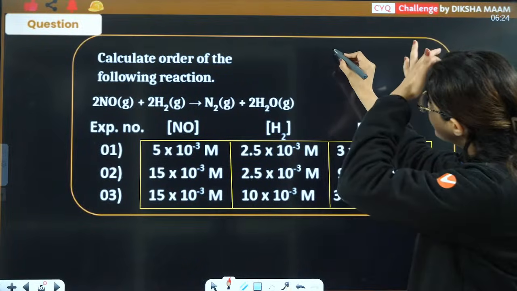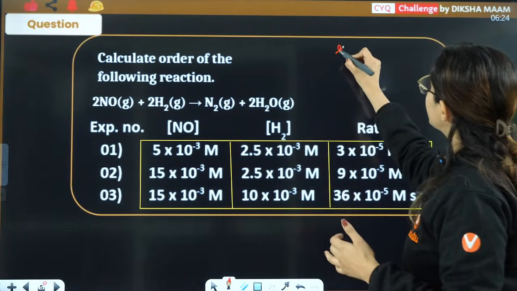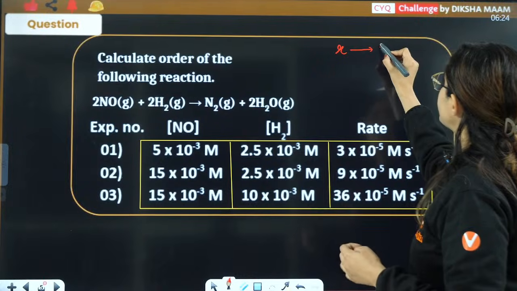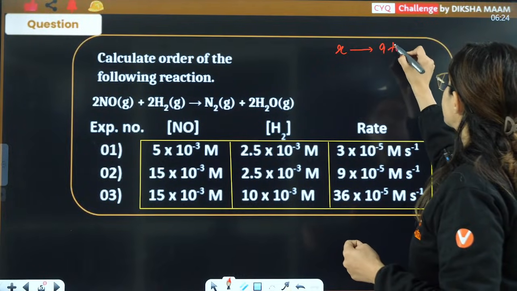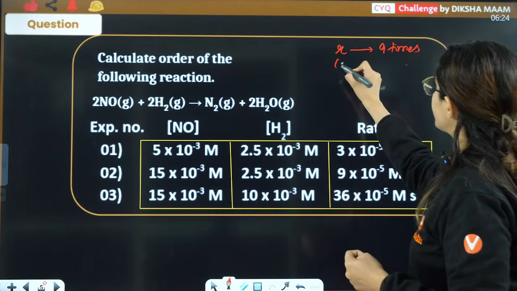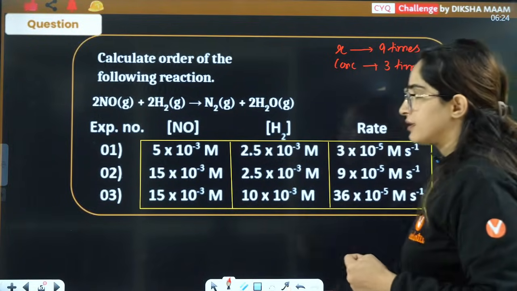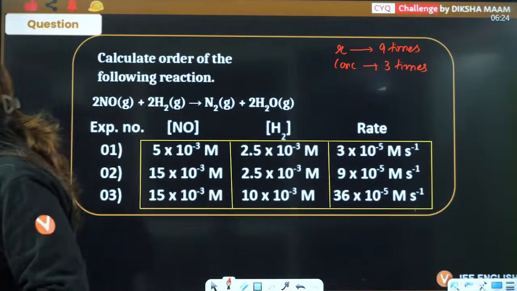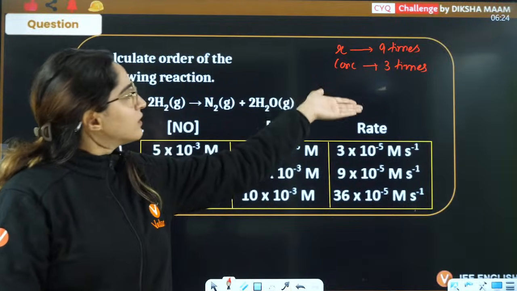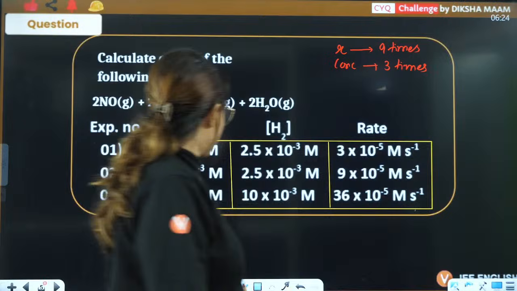Tell me one thing. If in some case the rate is increasing 9 times and the concentration is increasing 3 times, what is the order here? Same thing you will do. What is the order here?